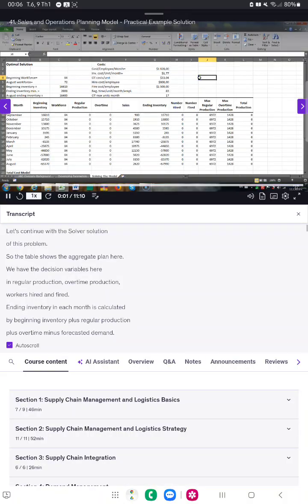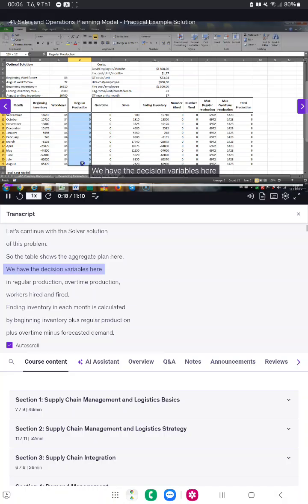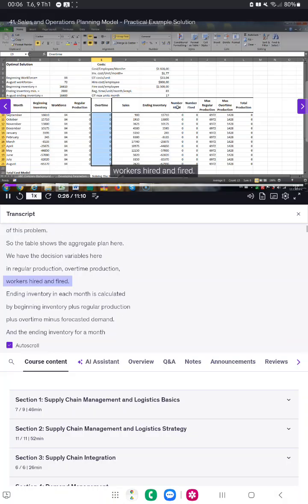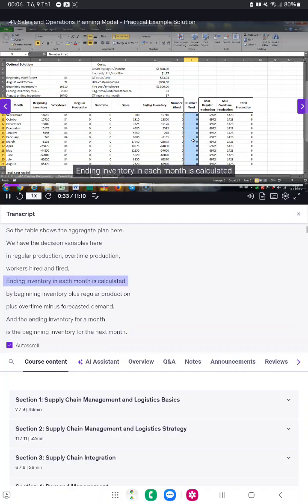Let's continue with the Solver solution of this problem. So the table shows the aggregate plan here. We have the decision variables here in regular production, overtime production, workers hired and fired, and ending inventory in each month.